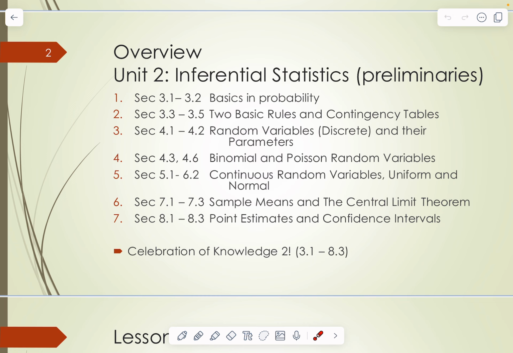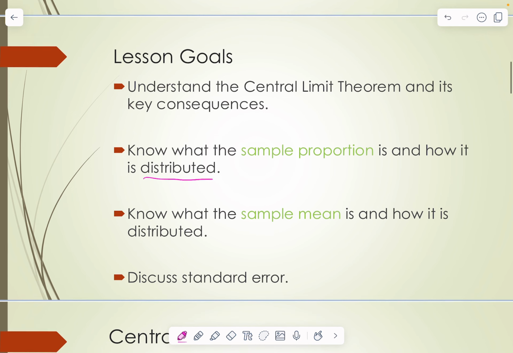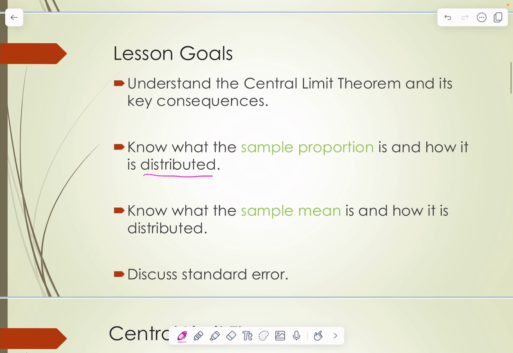Today we're going to start with sample means and the central limit theorem, and then we're going to use that theory to talk about point estimates and confidence intervals. That will conclude the second unit, and then we will begin the third unit, which is all about hypothesis testing. The goals for the lesson are to understand the central limit theorem and its key consequences. Know what the sample proportion is and how it is distributed. The sample proportion is a random variable, and so it's going to have a distribution. The sample mean is also a random variable with a distribution. We're going to talk about something called the standard error. And that's the goal for the lesson.